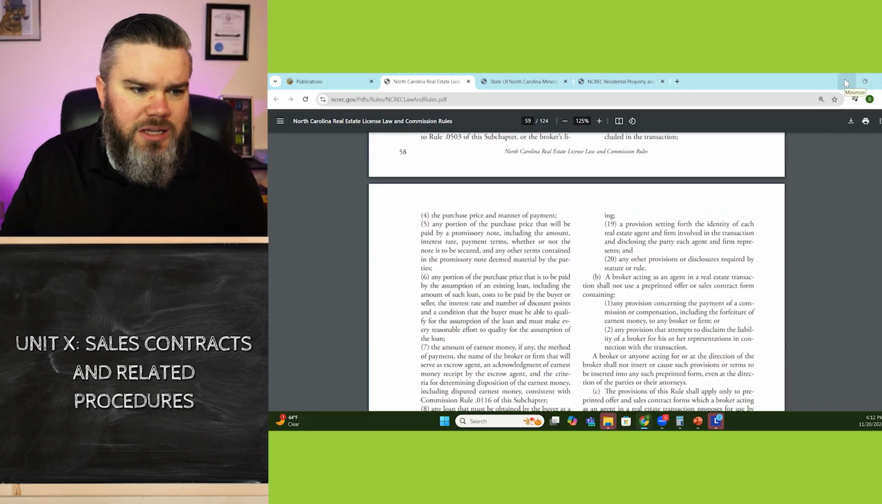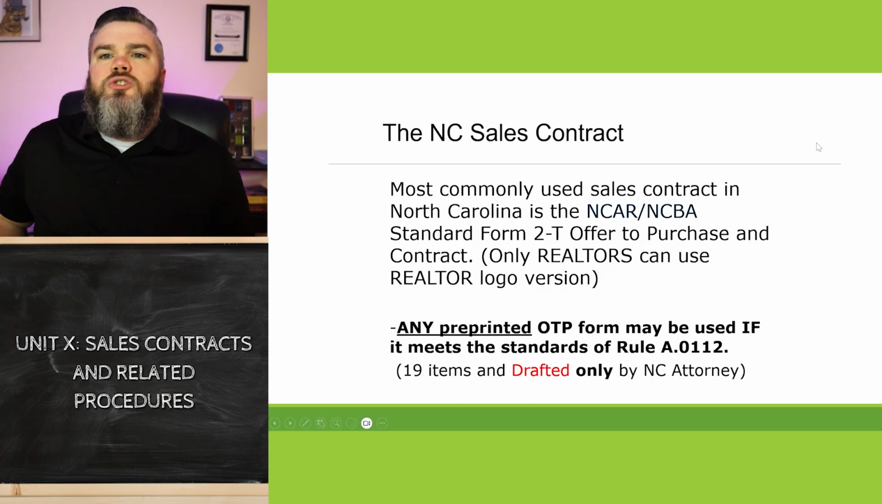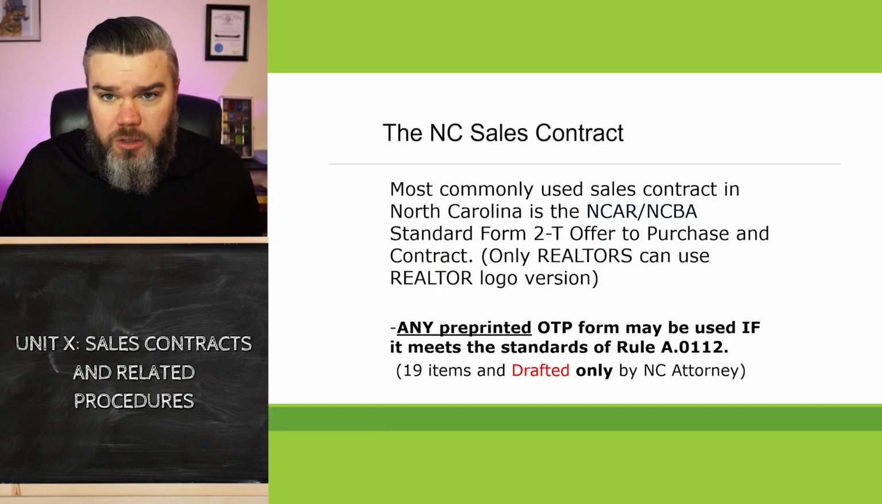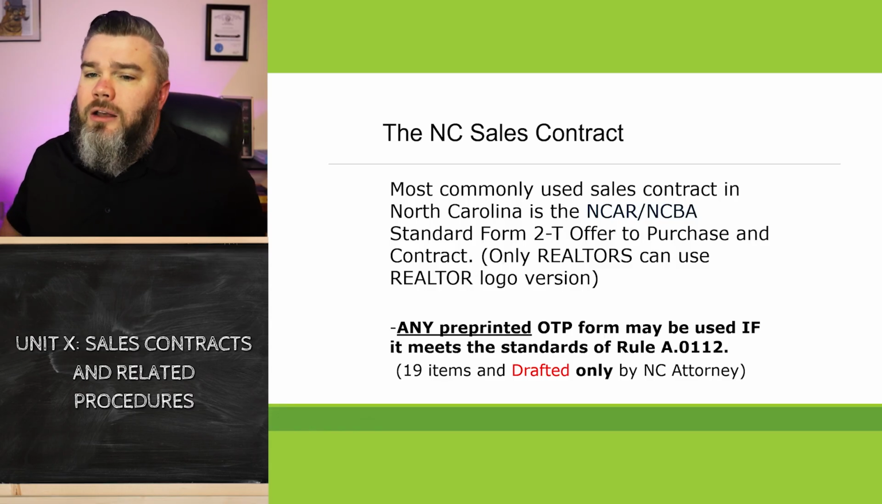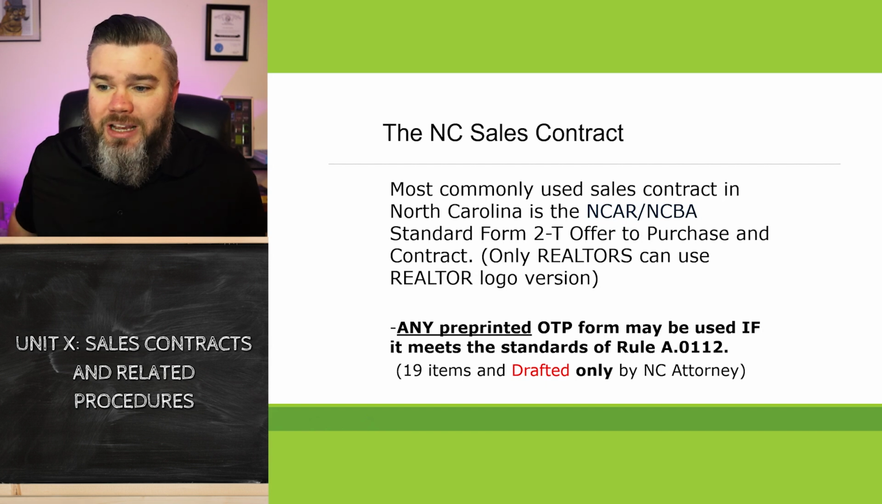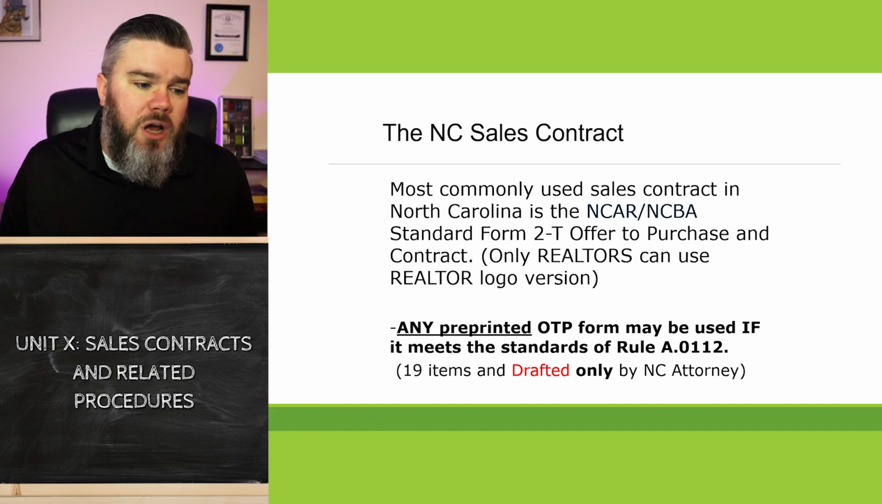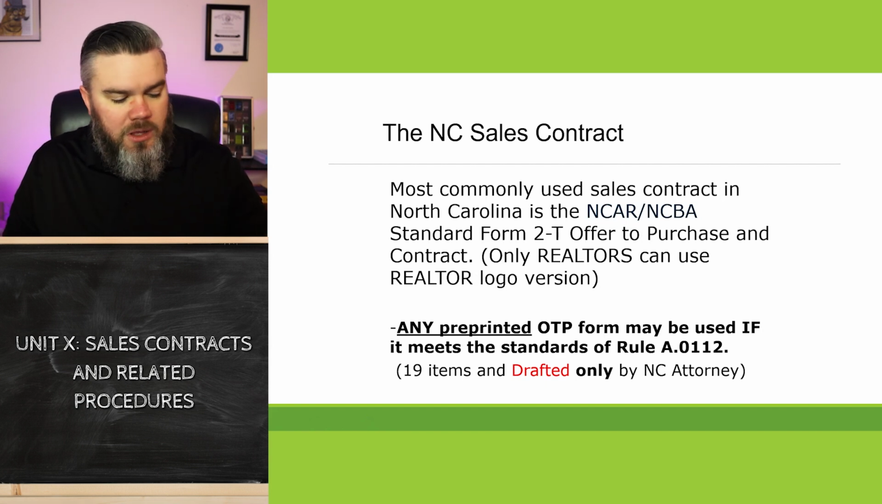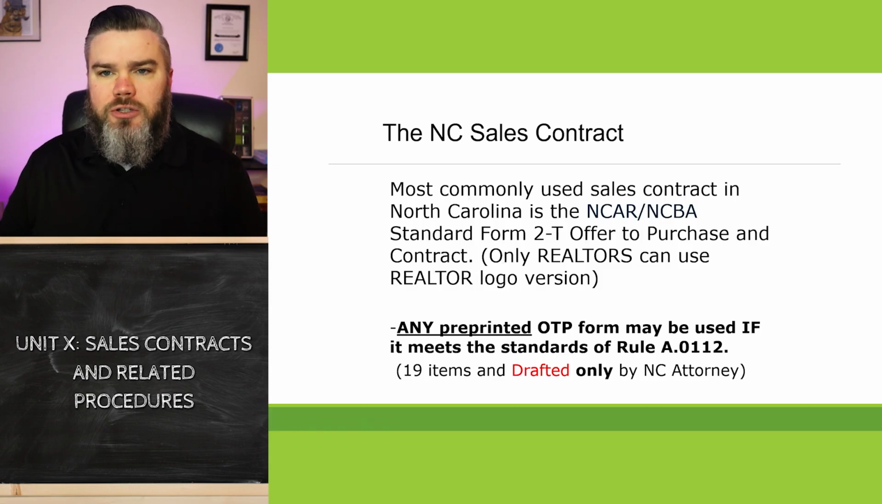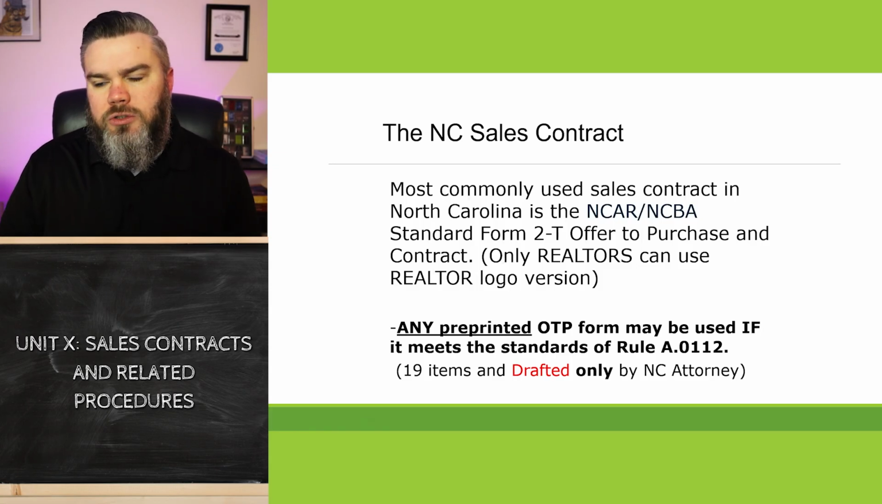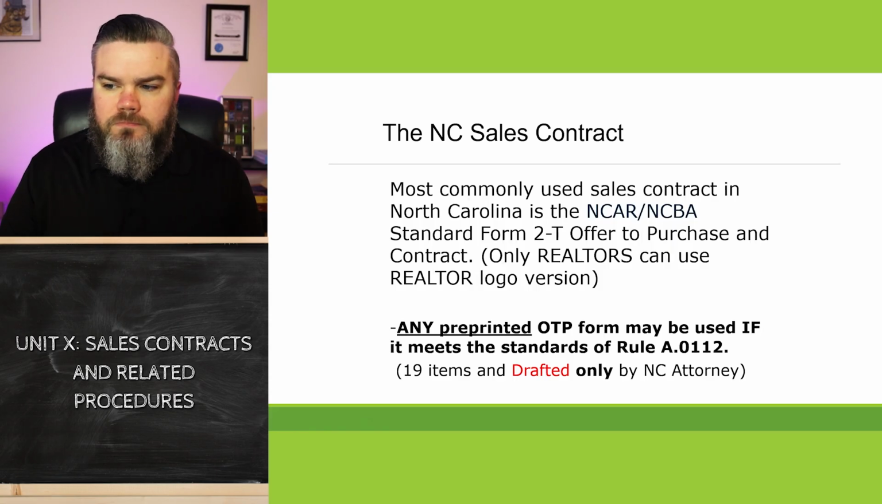So the standard Form 2T is one that is drafted by NC Realtors in conjunction with the North Carolina Bar Association, the attorneys. And it is done for realtor members to use. And as such, it is branded for realtor use only. If you're not a realtor, you're not allowed to use that form. Now, there are similar versions of the form that are branded just for the Bar Association that you can get as a non-realtor if you reach out to an attorney and get it from them.